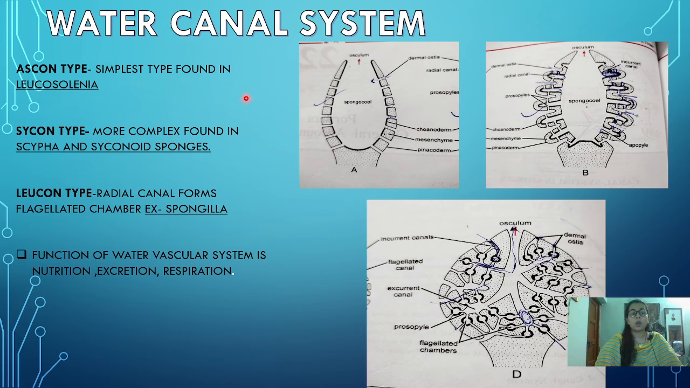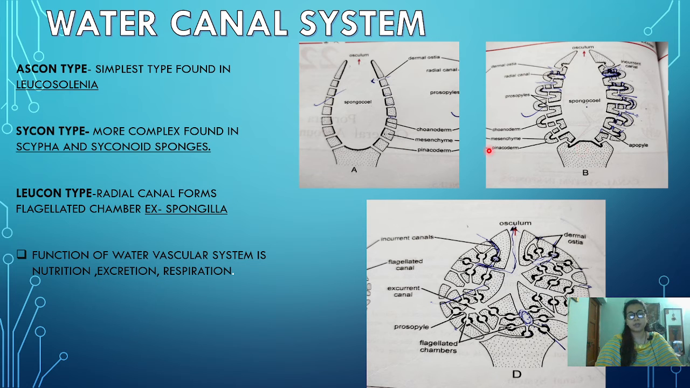So that is why a special system is present inside the body of Porifera, known as the water canal system. And the water canal system is basically divided into three types, that is, the Ascon type, which is the simplest one, seen in Leucosolenia. This diagram is the Ascon type of canal system. From here the water will enter through the dermal ostia and reach the spongocoel, and moves out through the osculum.